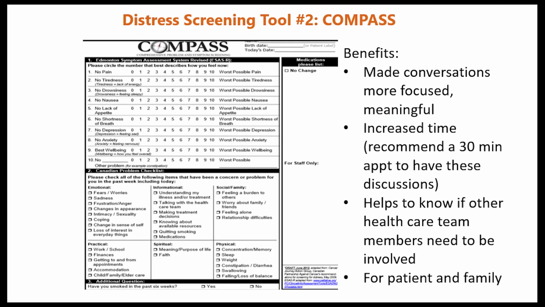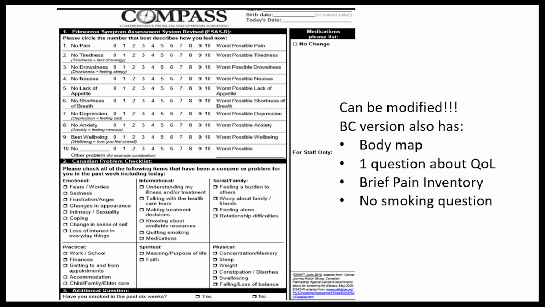And in some of the early work that was done to validate this tool, they found that it made conversations more focused. You were able to provide support directly towards the issues that people were experiencing, and people experienced the conversations as being more meaningful because it actually identified their concerns and began to address them. It does slightly increase the time. In British Columbia, our form also has a body map on it. It has one question about quality of life. How would you perceive your quality of life, which shows you kind of the gap between their expectations and their reality and how they're living into that.